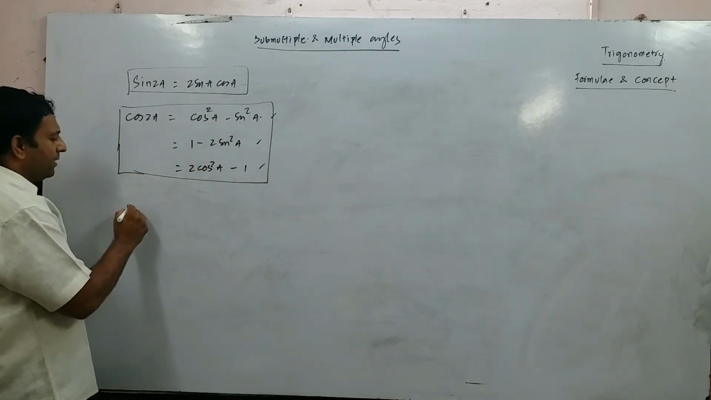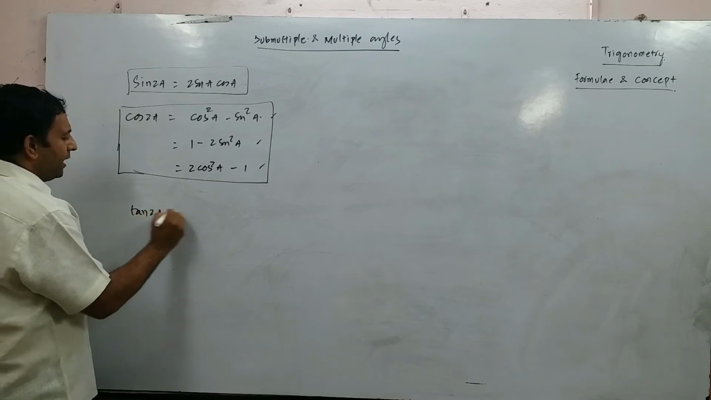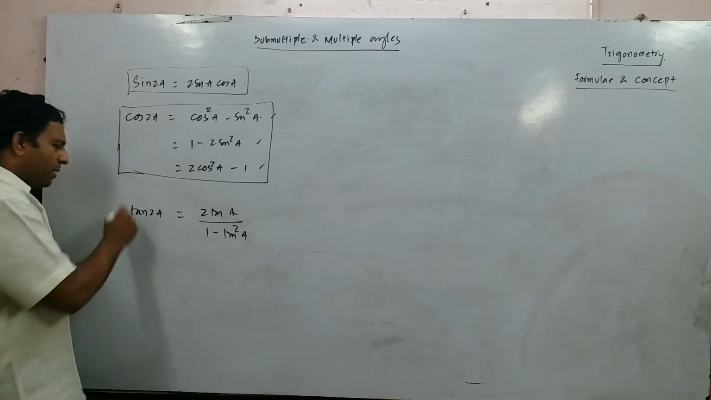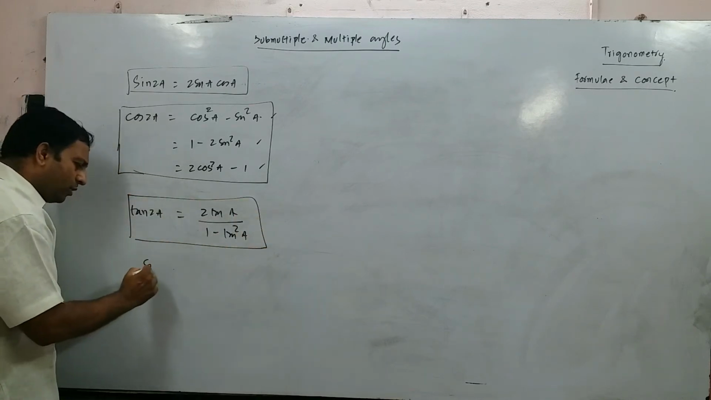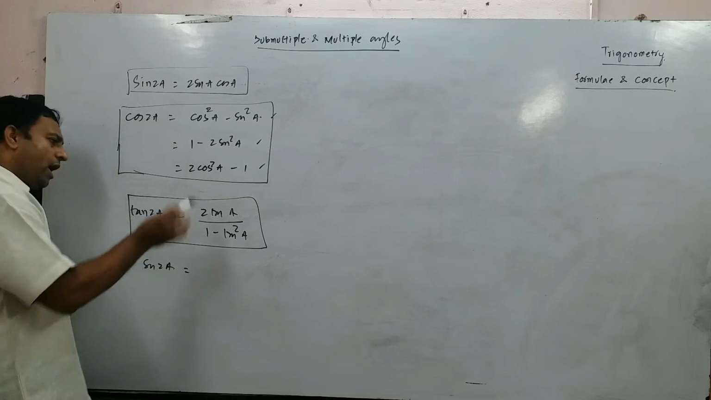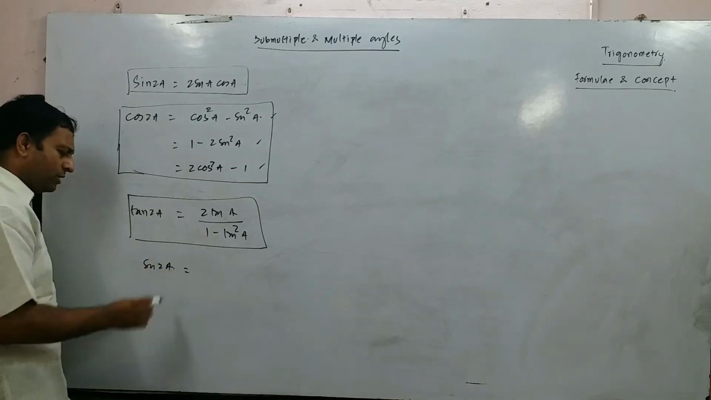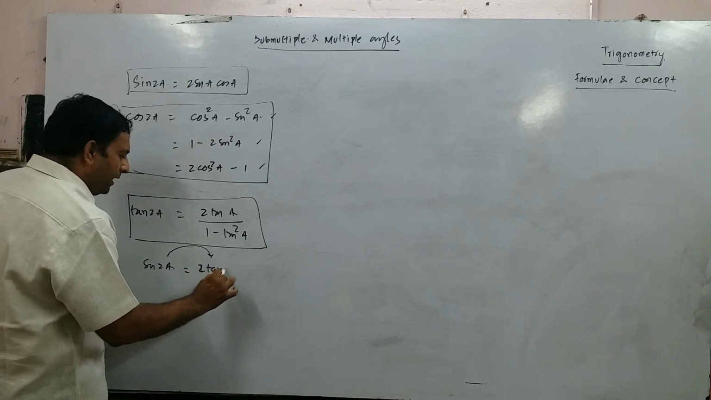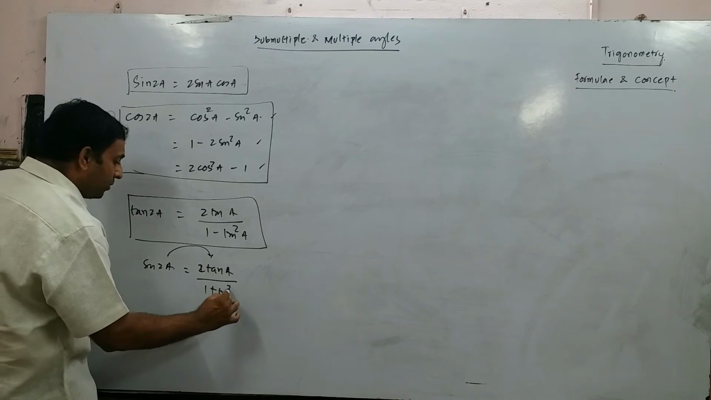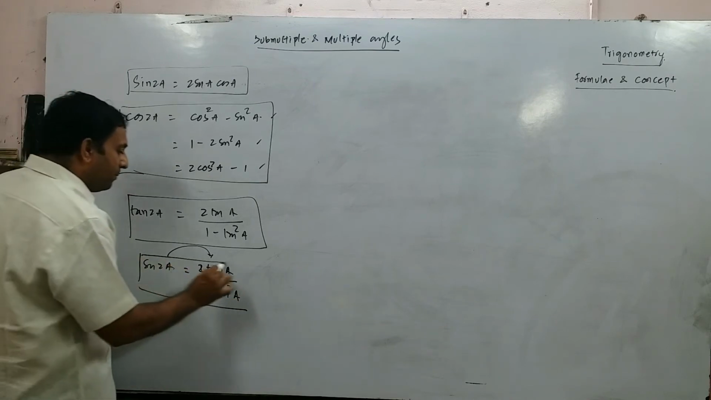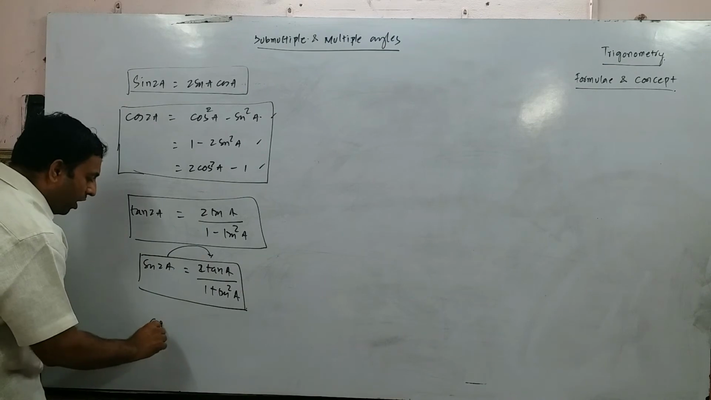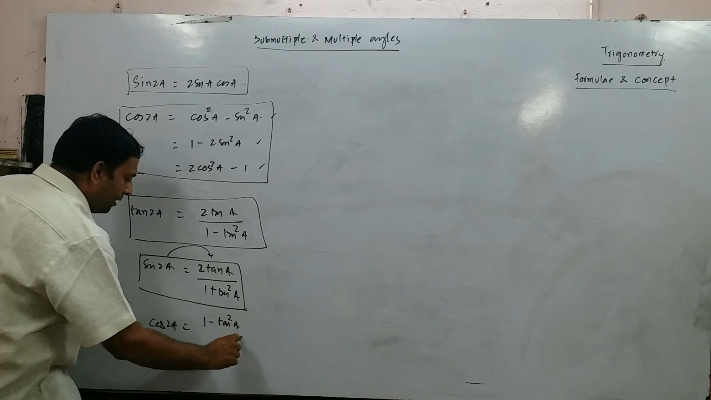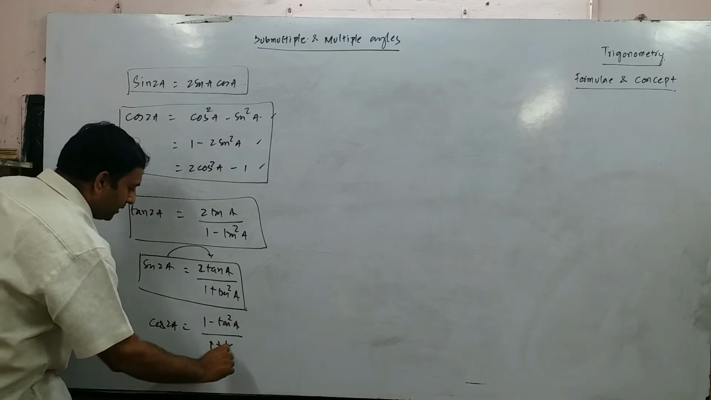Similarly, you have tan 2a. Tan 2a can be written as 2 tan a by 1 minus tan square a. Now the beauty is, apart from tan 2a, you have to write sin 2a and cos 2a also in terms of tan, because in problems we will come across them. Sin 2a in terms of tan will be 2 tan a by 1 plus tan square a. Or cos 2a can be written as 1 minus tan square a by 1 plus tan square a.